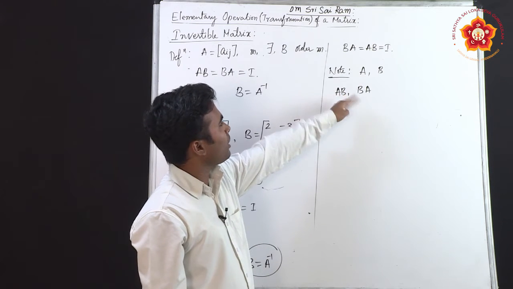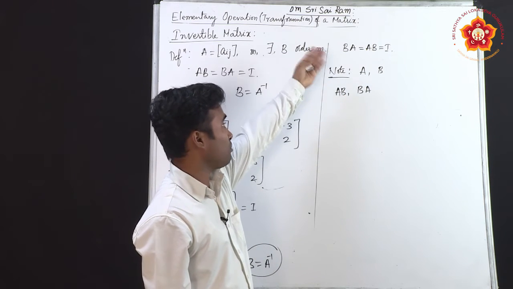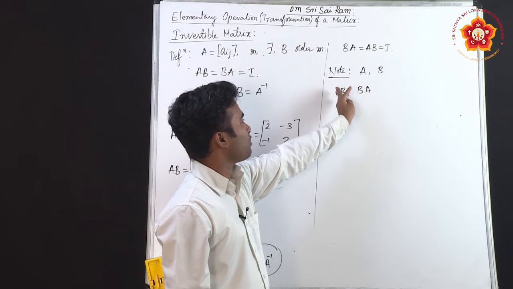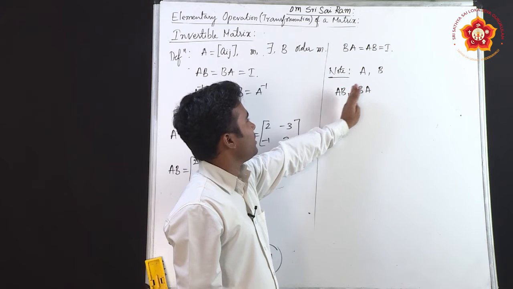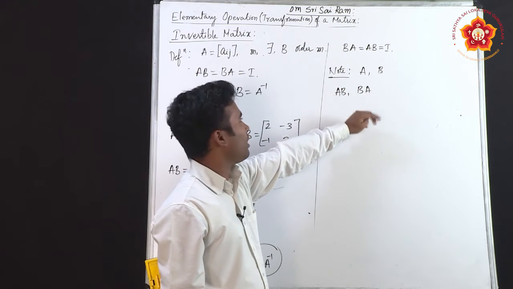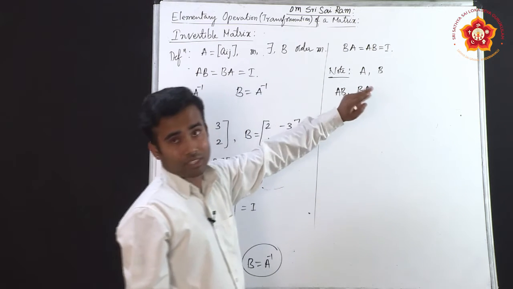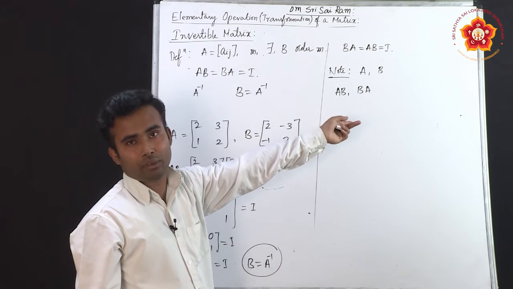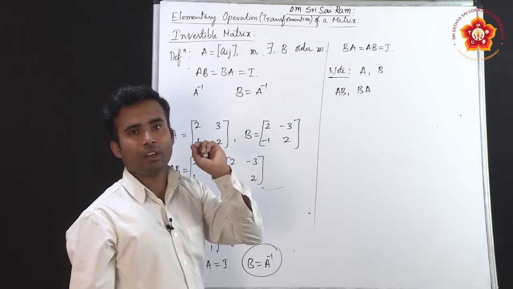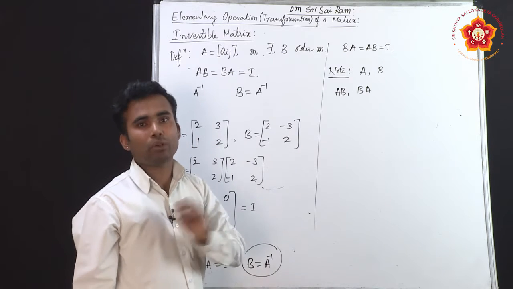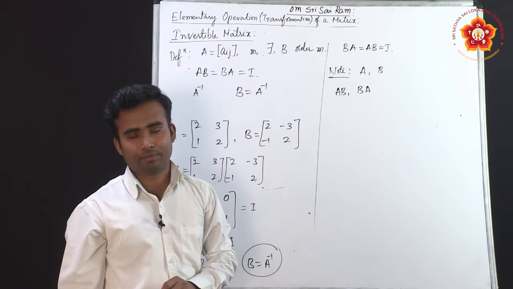The order of AB will be the same order, and BA varies from the order of AB. So, we can't say AB is equal to BA. In that case, for a rectangular matrix the inverse does not exist. The inverse exists only when the matrix is a square matrix.